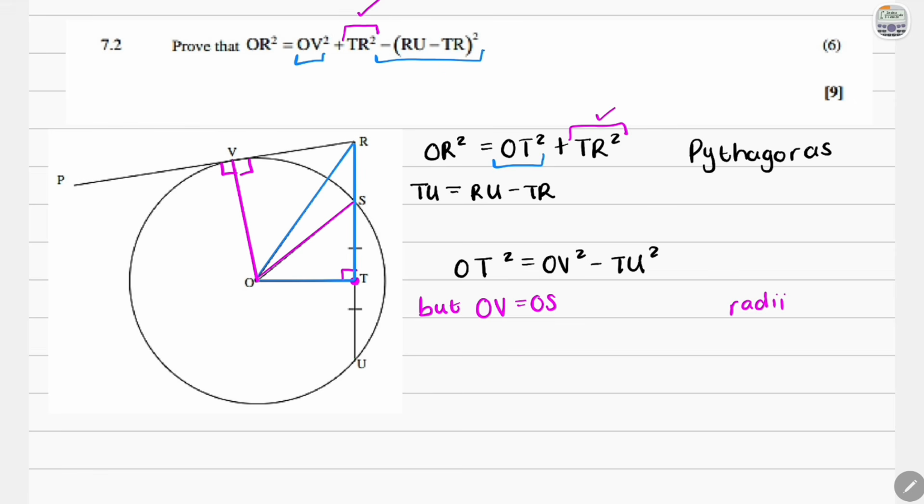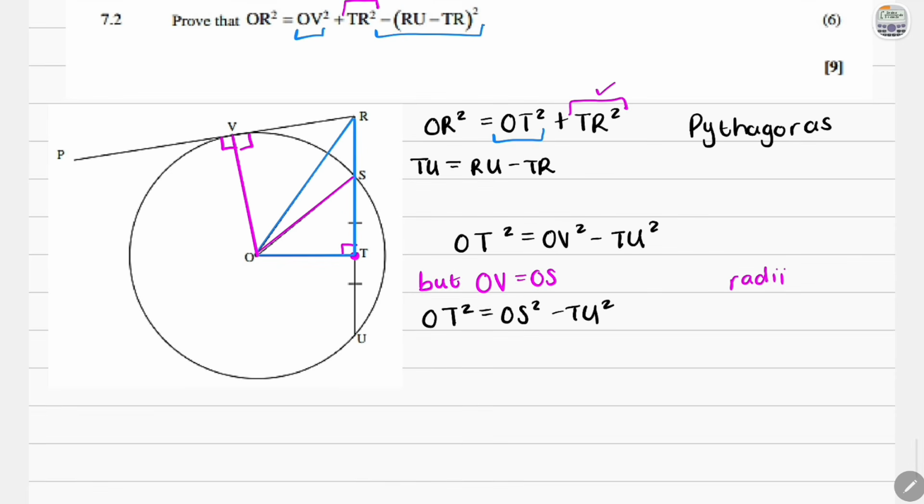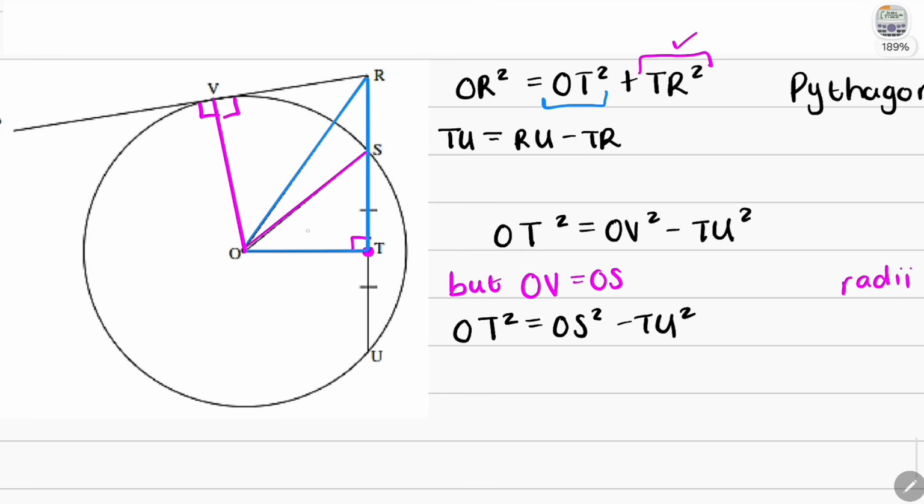So let's look at this again. Okay, so OT squared is actually equal to, and then in place of OV, I'm going to say OS. So OS squared minus TU squared. And let's see how possible that is. Okay, so OT squared is equal to OS squared minus, we can clearly see it's not minus TU.